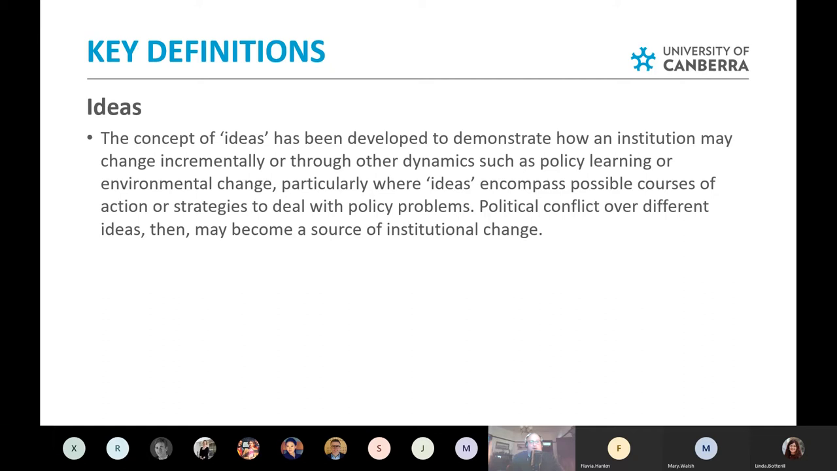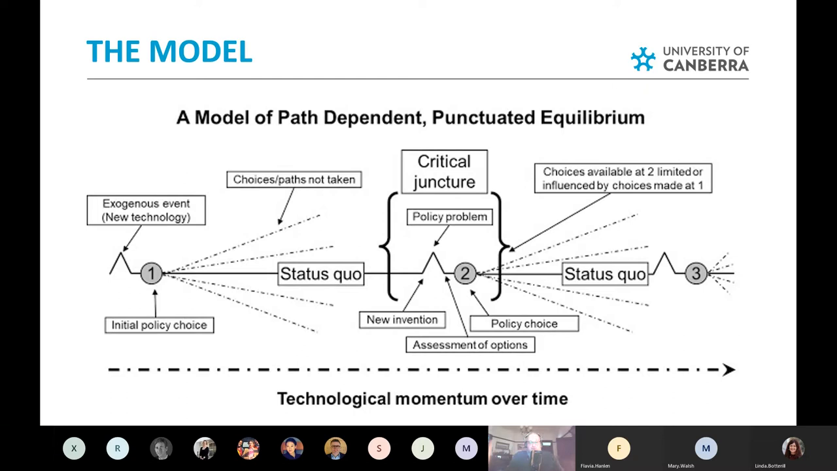This model's been published in Policy Studies last year. I want to attempt to explain this. This model is a model of path-dependent punctuated equilibrium. Studies tend to look at path dependency or punctuated equilibrium as opposed to combining the two. But I've found that when you take an extremely long time frame, and in this particular study, it was looking at telecommunications technologies beginning with the telegraph up to the present.